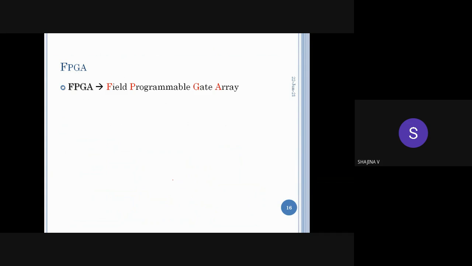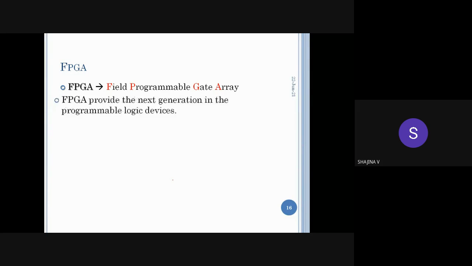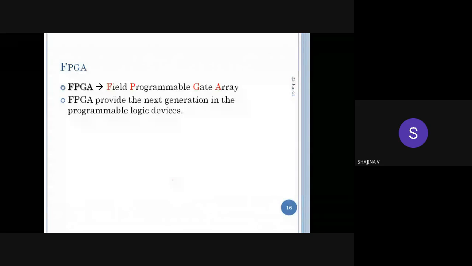Okay, so what is FPGA? FPGA is Field Programmable Gate Array. You had forgotten the full form: Field Programmable Gate Array, FPGA. Okay, and why is it called field programmable gate array? Here, actually, FPGA provides the next generation of programmable logic devices. That is, it is something that each user can use for their particular application.